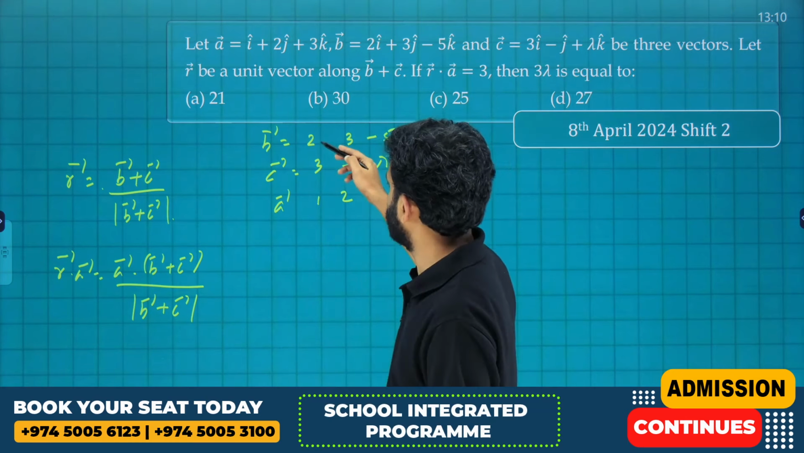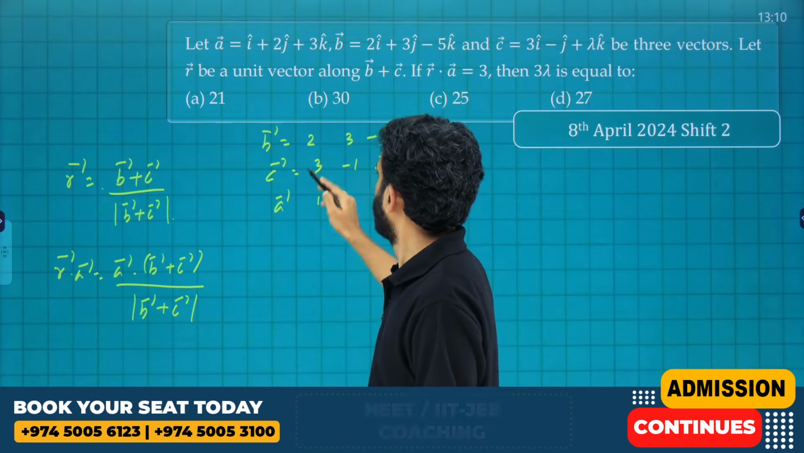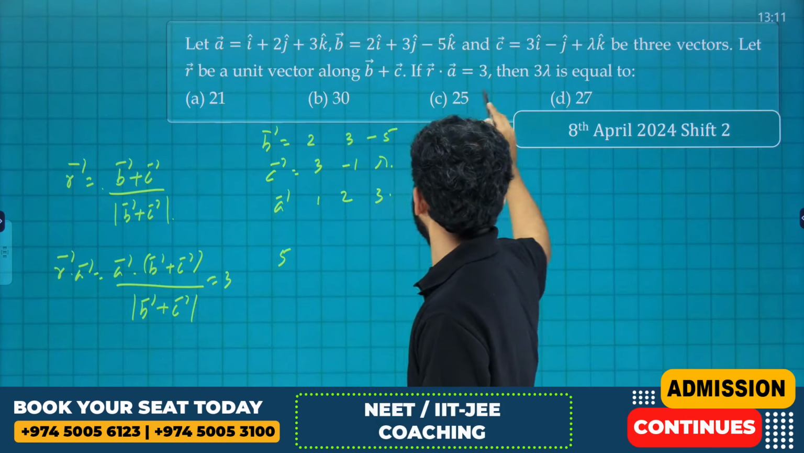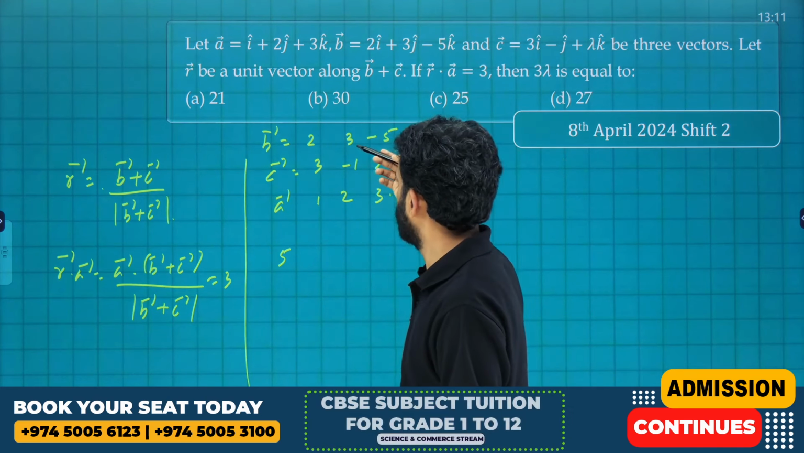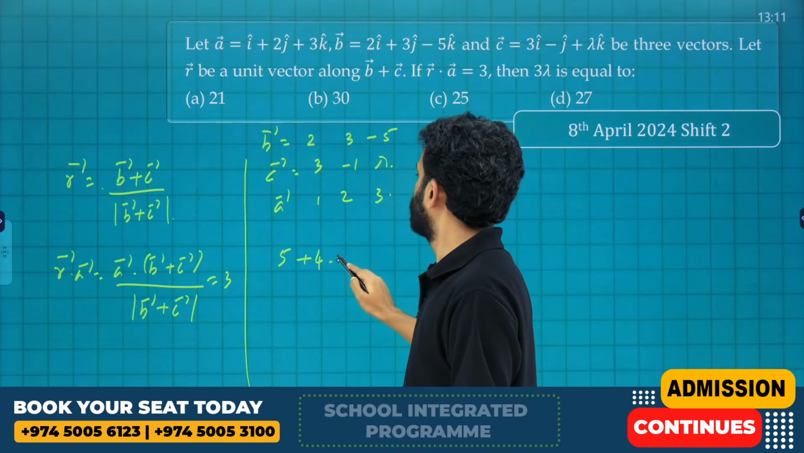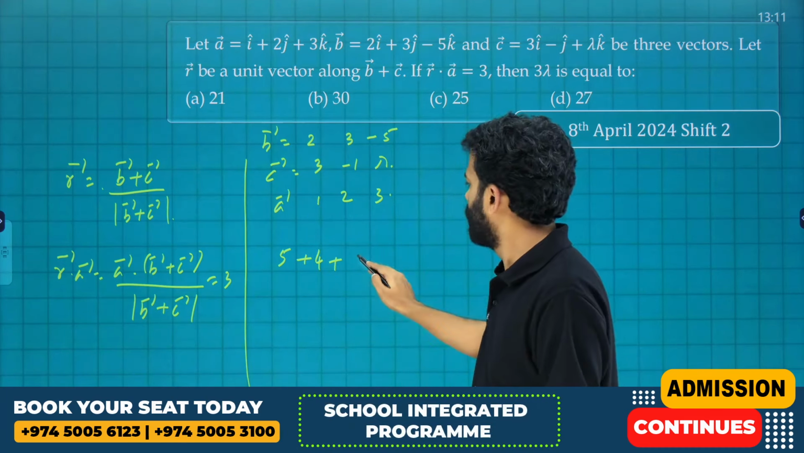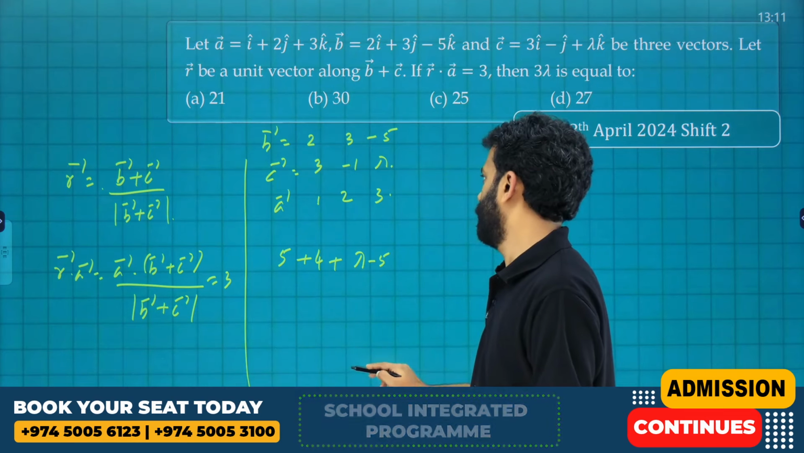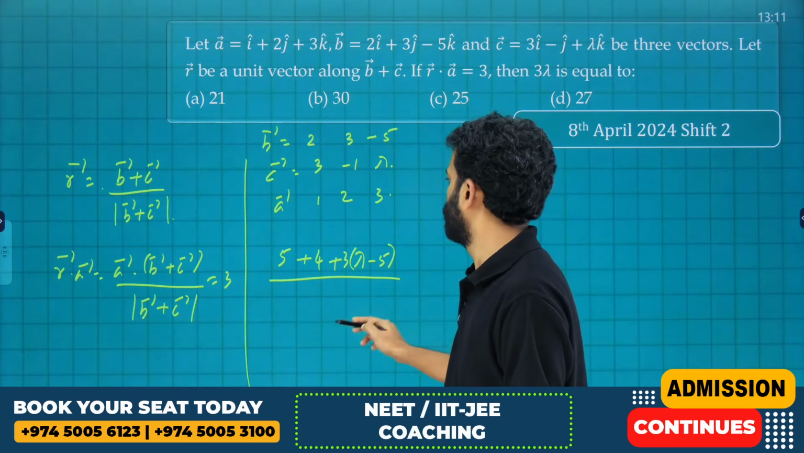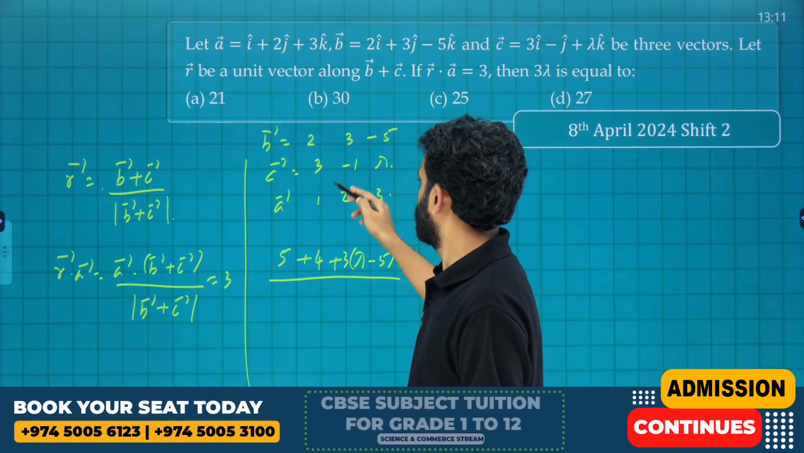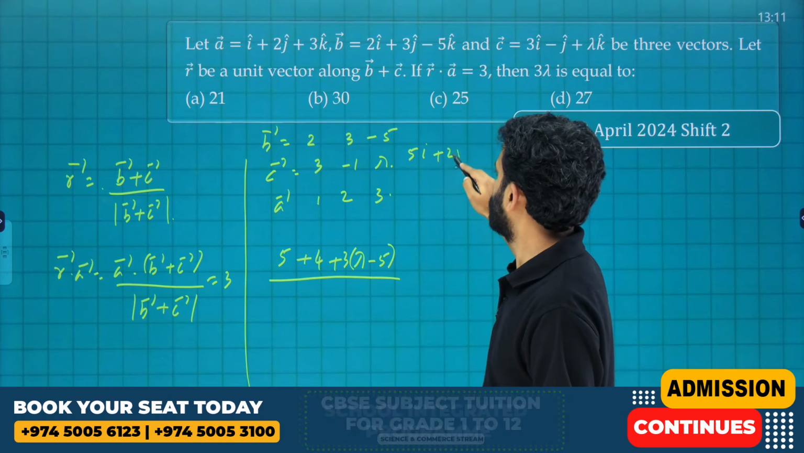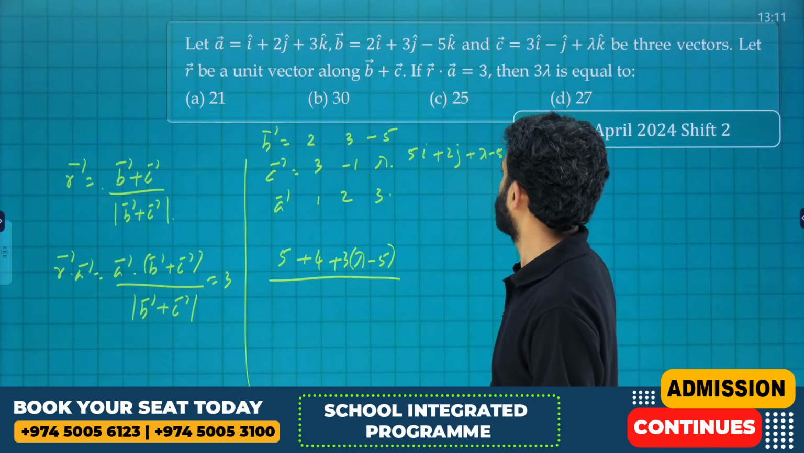So what is vector B plus vector C? That is 2 plus 3 is 5, and 5 into 1 is 5 itself. Vector R dot vector A is equal to 3. That is, this will be 3 plus minus 1, that is 2, and 2 into 2 is 4. And this is minus 5 plus lambda, or lambda minus 5, into 3. That is, there will be 3 lambda minus 15, divided by the magnitude of this. What is B plus C? It is 5i plus 2j plus (lambda minus 5) into k.